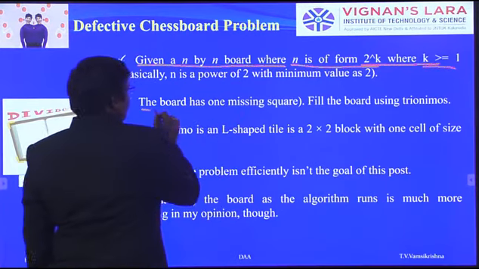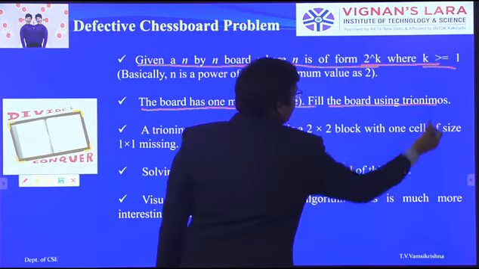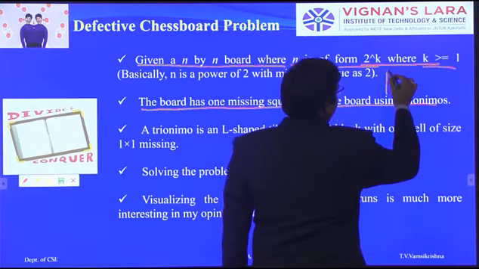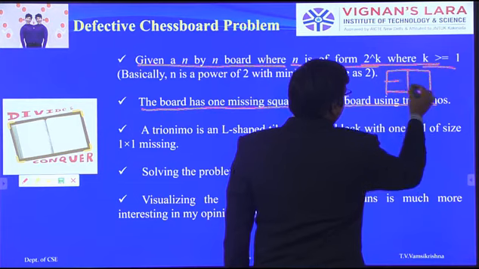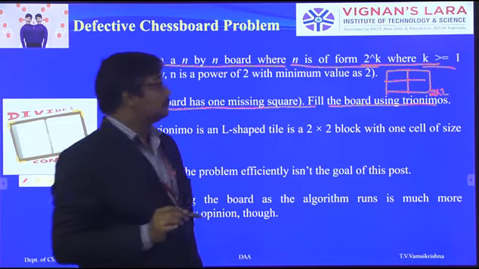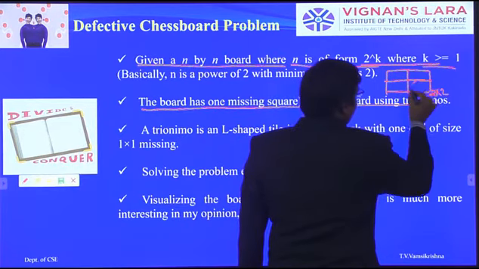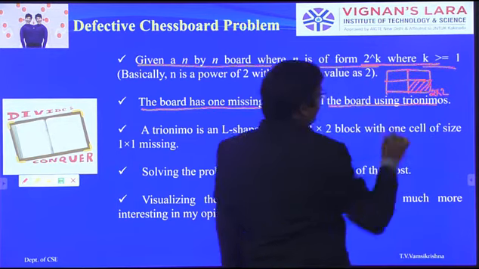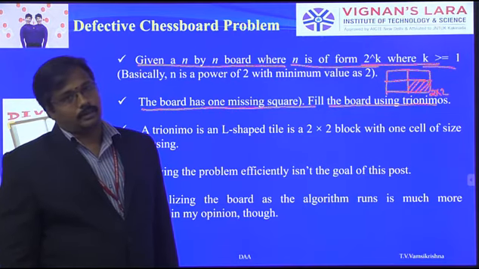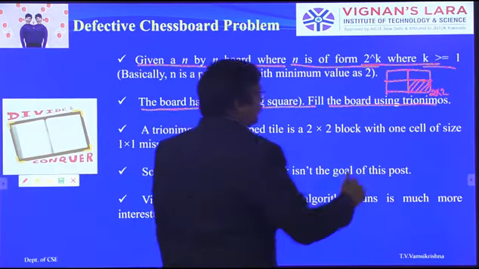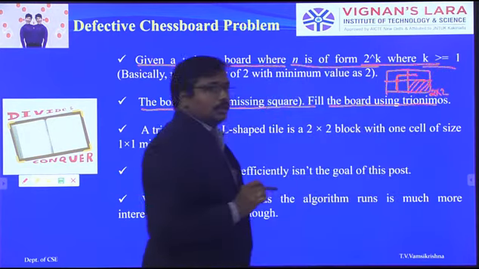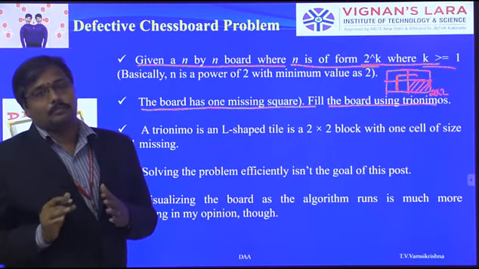The board has one missing square, and we fill the board using triaminos. Say for example, this is a 2x2 chessboard, and here I am making one tile the defective tile. The rest of the portion should be covered like this. This is called a triamino, which is an L-shaped tile.